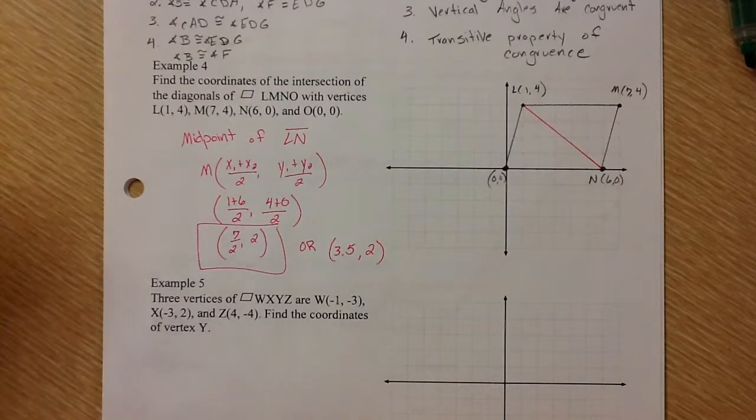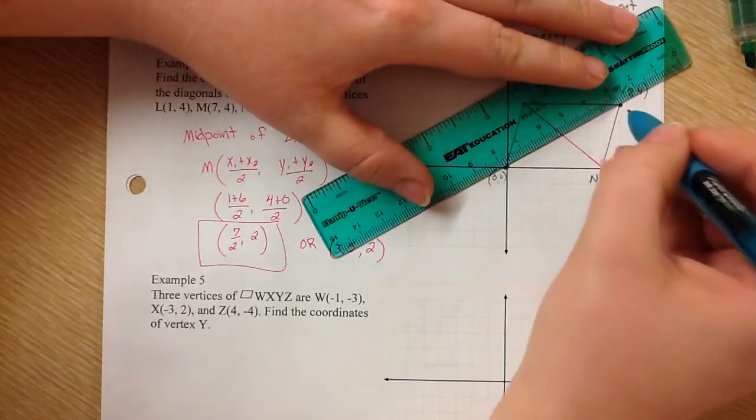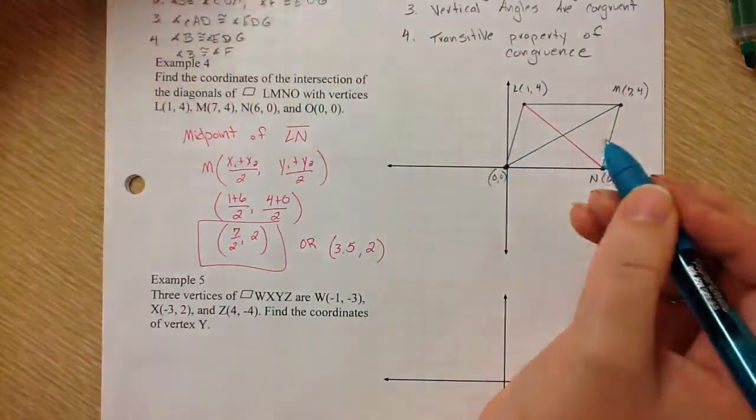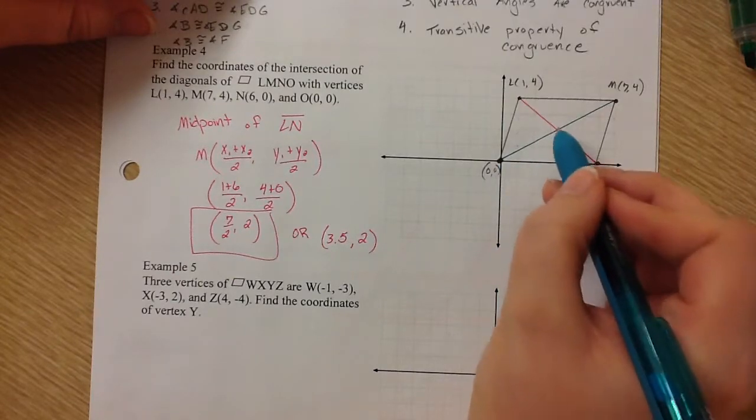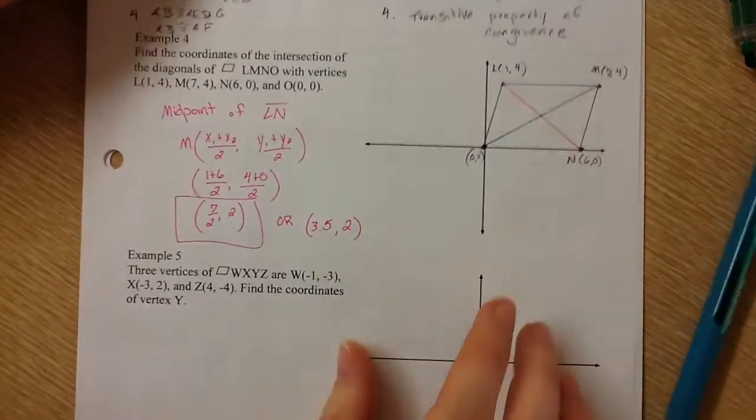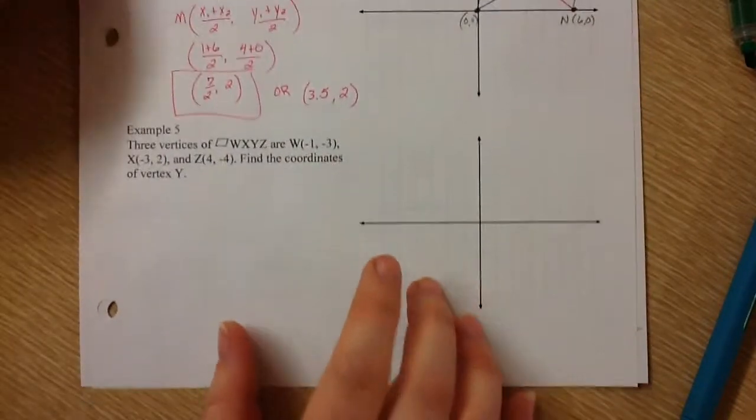Okay. And if I was to draw in the other diagonal, we can verify and make sure it makes sense. There's the other diagonal. Is it over 3.5, up 2? Yeah, pretty close. Okay. All right, next one, example 5.